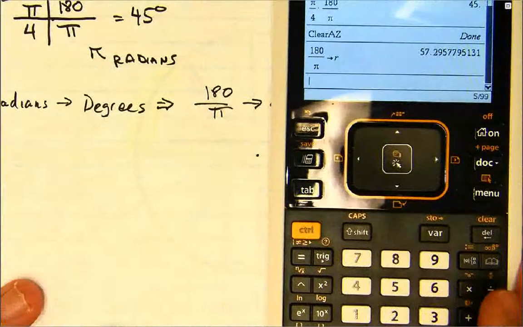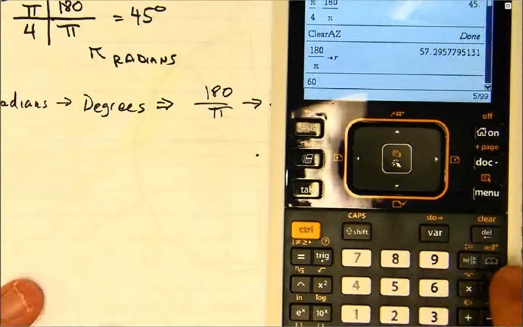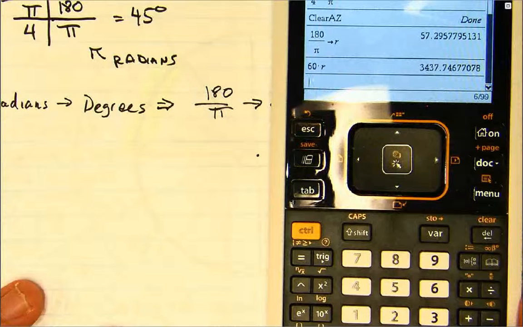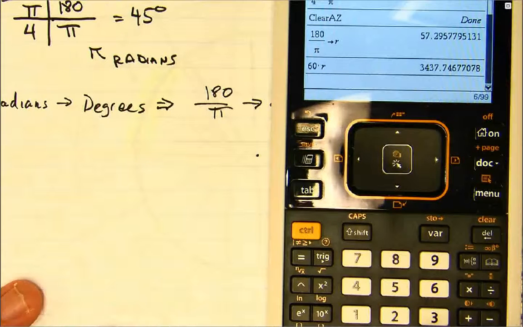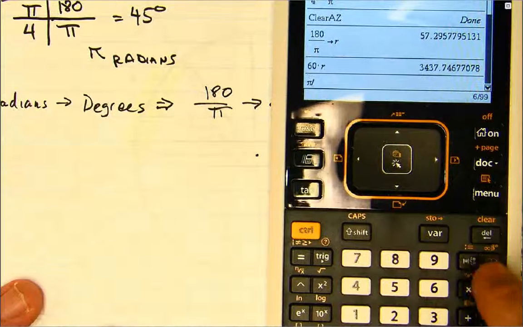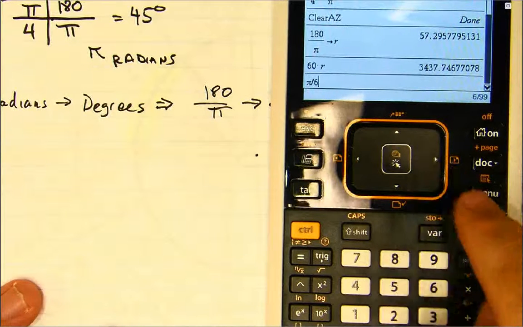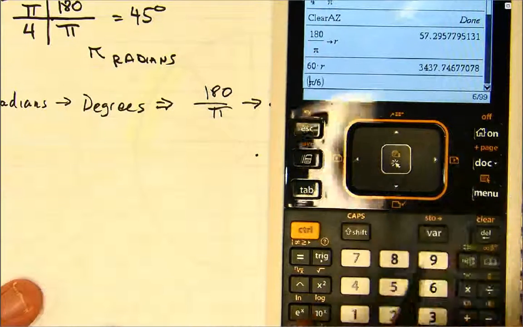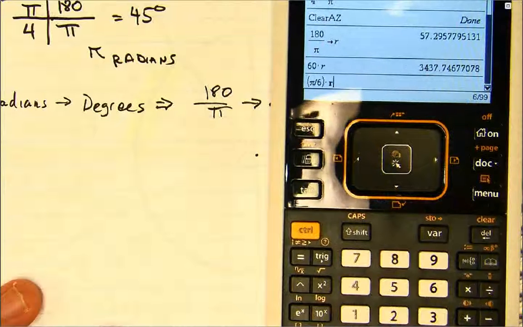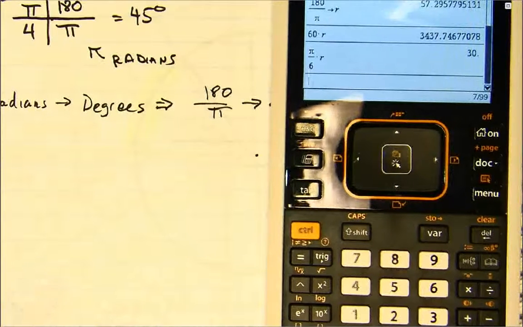Now I can convert. But the problem is if I put like 60 degrees times R, I wouldn't want 60 degrees times R. I'd want like pi divided by 6 times R, and that'll get me to 30 degrees. So you can actually come up with the conversion factor and put it in your calculator, and bam, you get your answers.